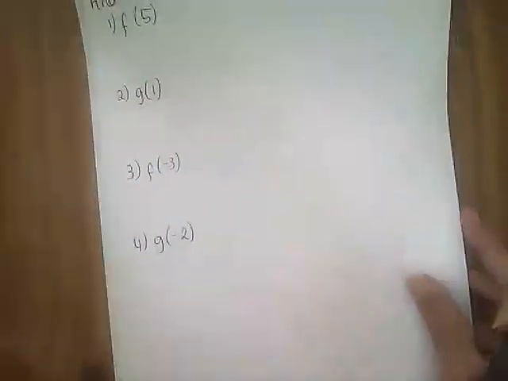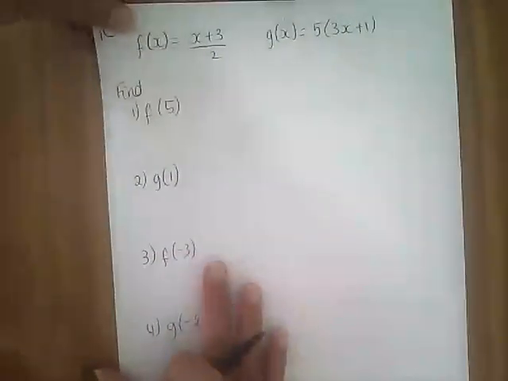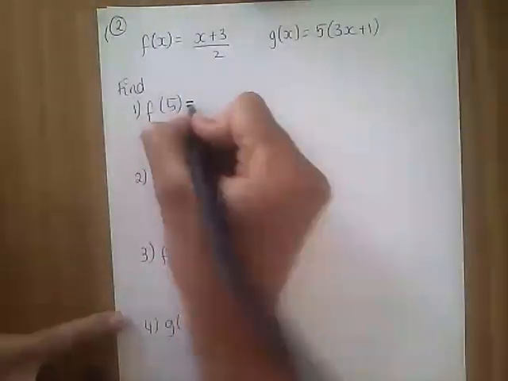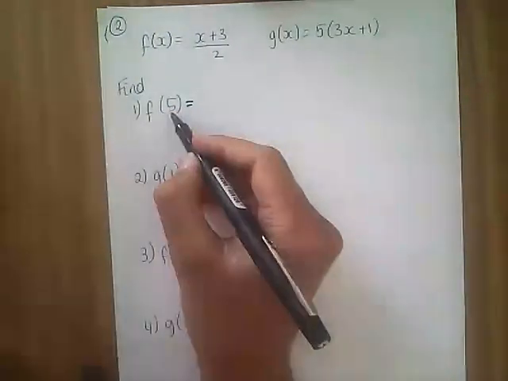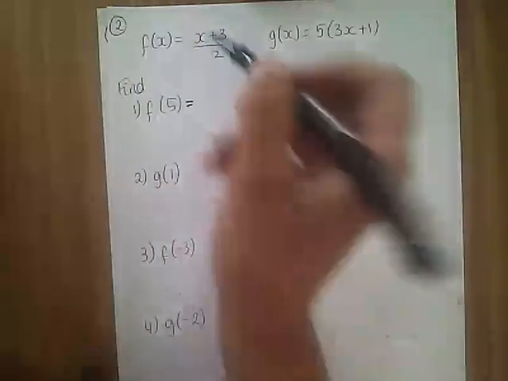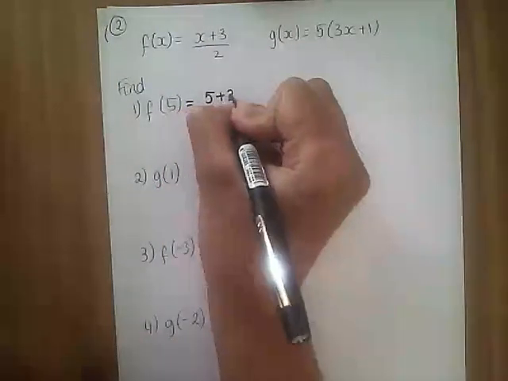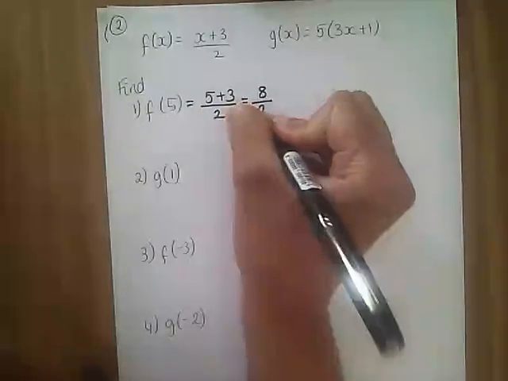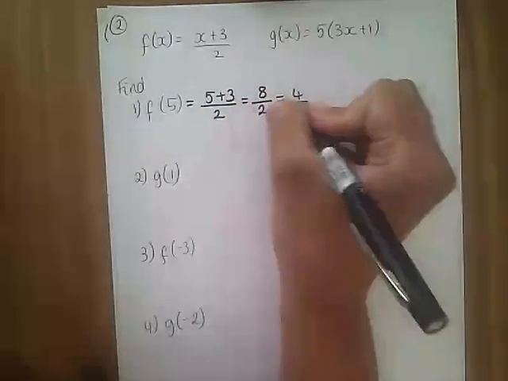Okay, we come on to question 2, and they get slightly harder, not much harder, just slightly harder. We've got to do f of 5, so we're substituting in 5 wherever we see an x. So I've got 5 plus 3 over 2. 5 plus 3 is 8. 8 divided by 2 is 4.